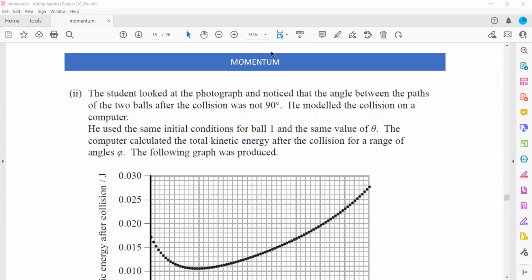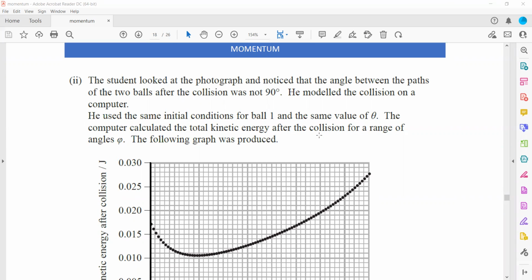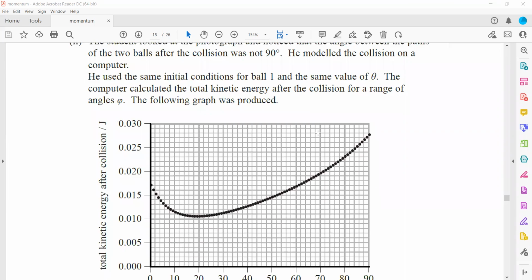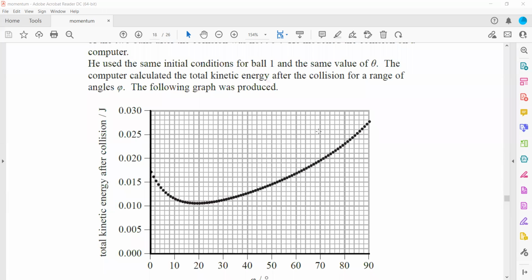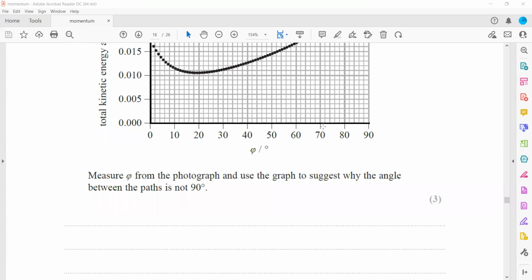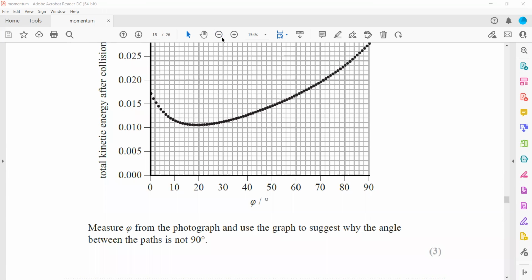The student looks at the photograph and notices that the angle between the paths of the two balls after the collision was not 90. He modeled the collision on a computer. He uses the same initial speed for ball 1 and the same value for theta. The computer calculated the total kinetic energy after the collision for a range of values for phi. The following graph was produced. Measure phi from the photograph and use the graph to suggest why the angle between the paths is not 90.